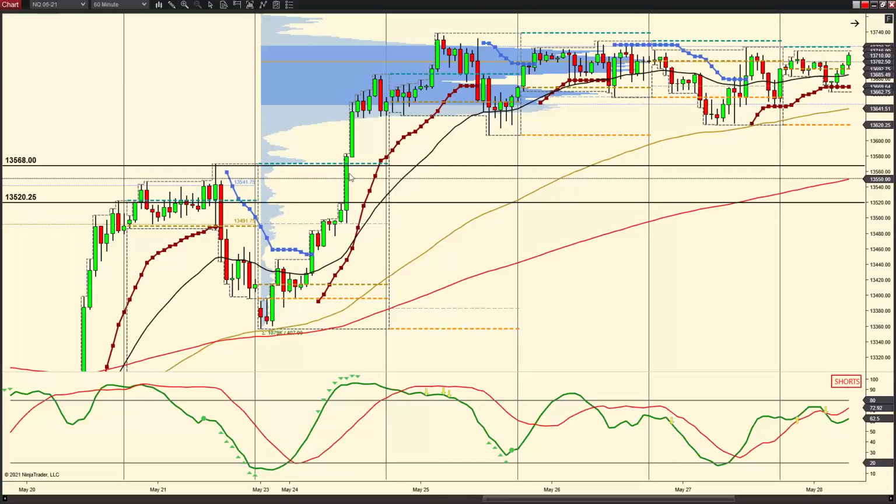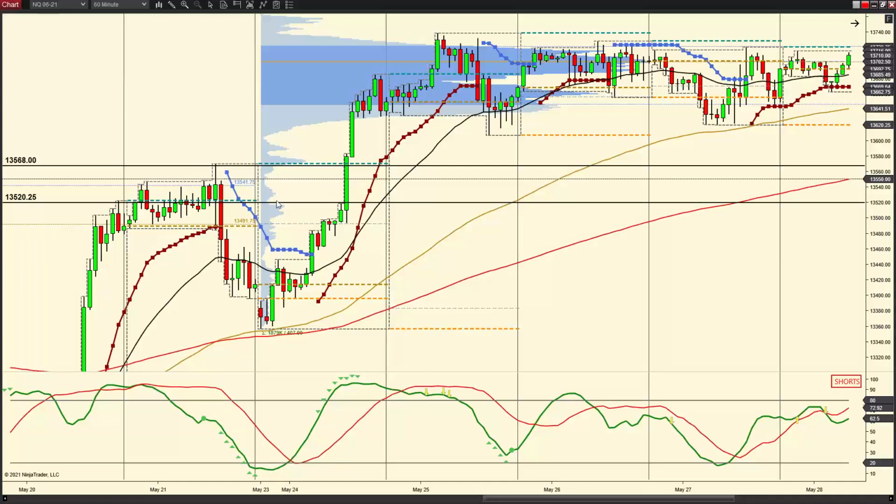this was the high of the previous day on, let's see, that was the 24th. So on Friday, what would that be? The 21st? Whatever day it is, this is the high of the previous day. And you can see that's right where price was reacting this morning.